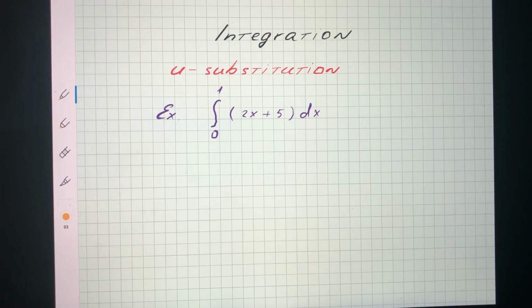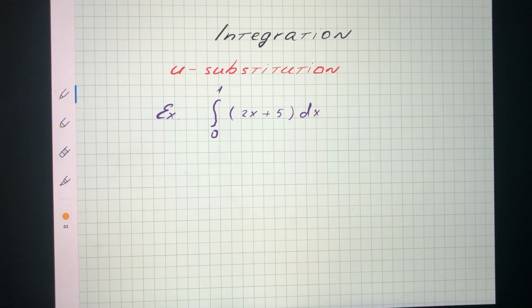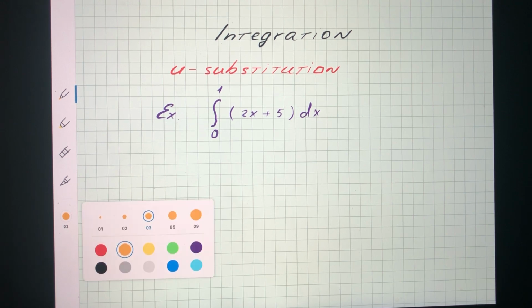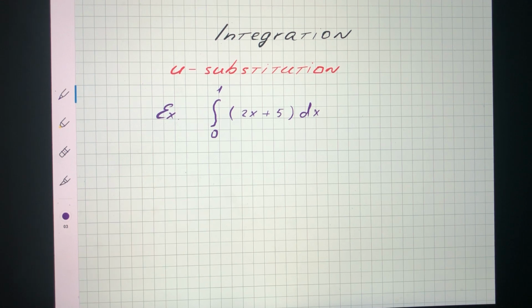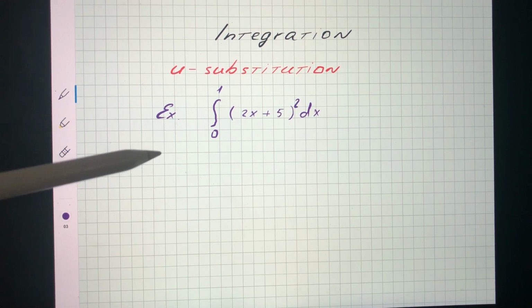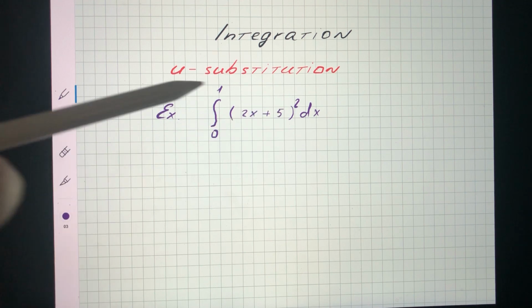Hello, in this video let us talk about one of the techniques for integration, which is called U-substitution. U-substitution is a method that we use when we are trying to integrate a nested function. So what we have is one function and then inside of it is a different function. Here is an example below, and let's add a power to it. We'll call it 2x plus 5 to the power 2 dx.